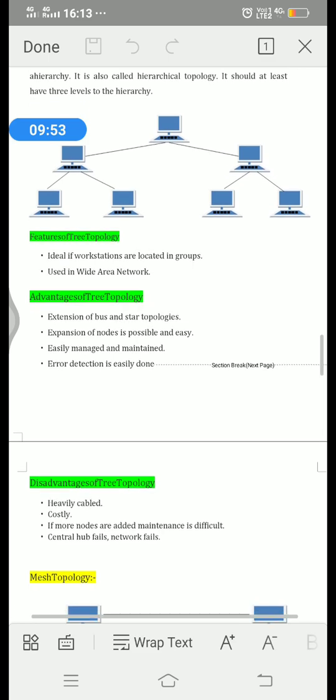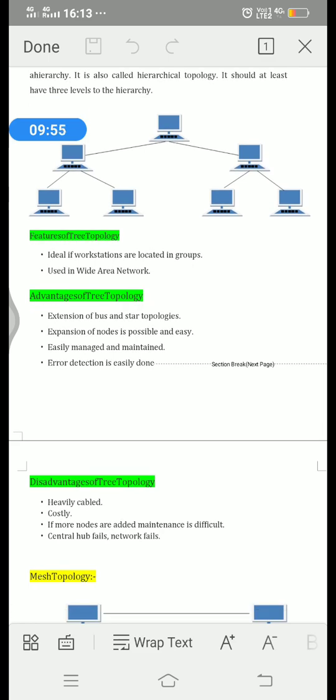Okay. So, what are the advantages? Extension of bus and star topology. See, what does it mean? See, in one place we can implement the bus topology, in another branch we can implement the star topology, and after that we can connect it with the main root, which will make it tree topology. Yes, so it is the extension of bus and star topology.